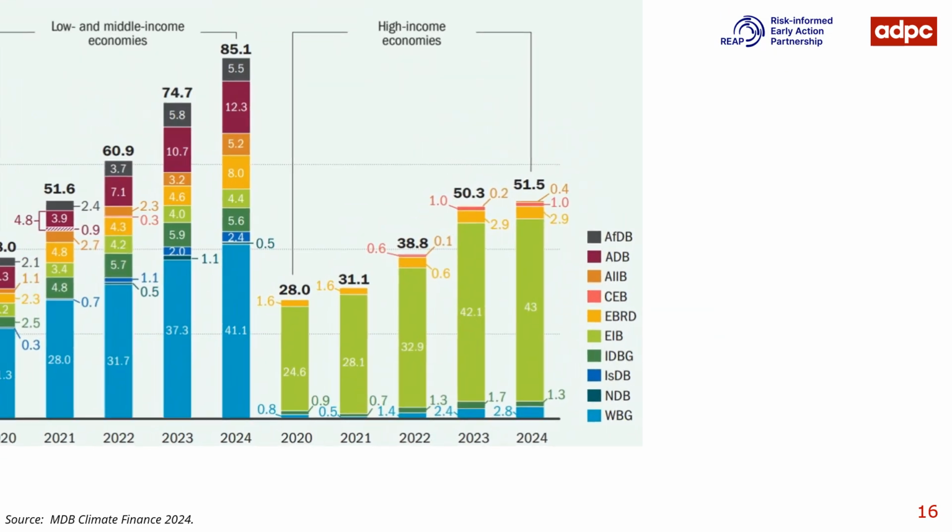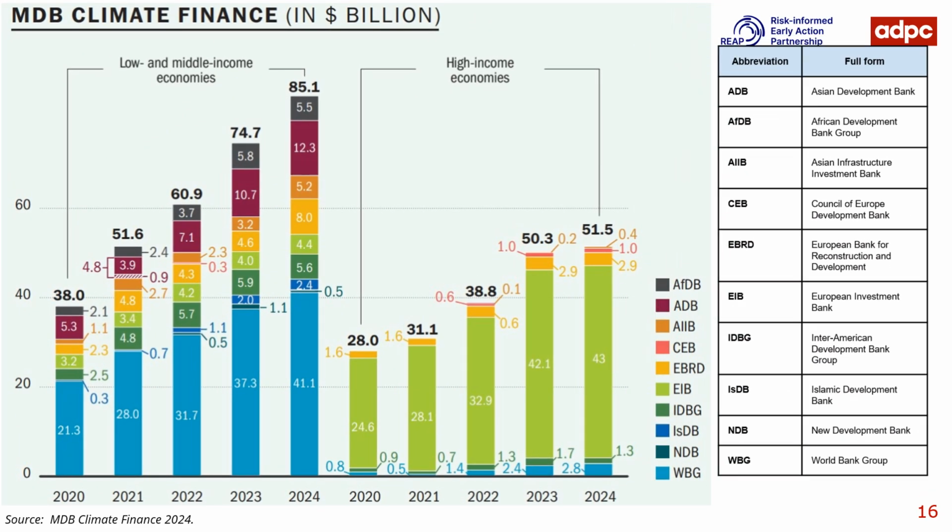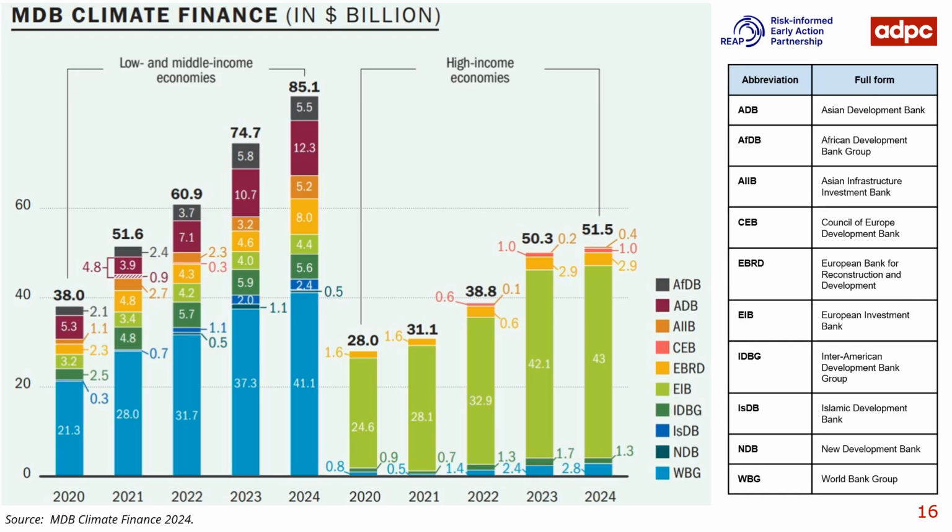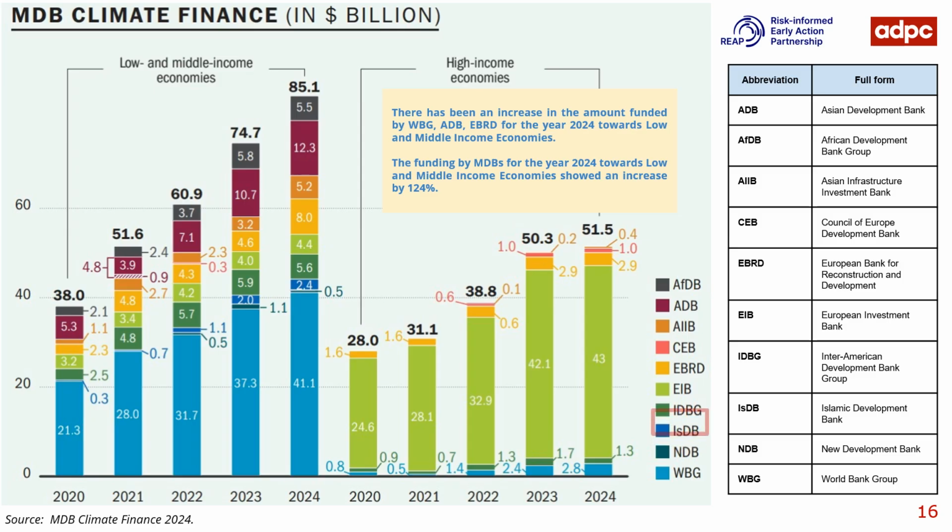This slide shows the increasing role of MDBs in climate finance, especially for low and middle-income economies. Please examine which MDB acts as the major contributor for low and middle-income economies versus high-income economies. Yes, you guessed it correctly from the figure. It is European Investment Bank for high-income economies and World Bank Group for low and middle-income economies.